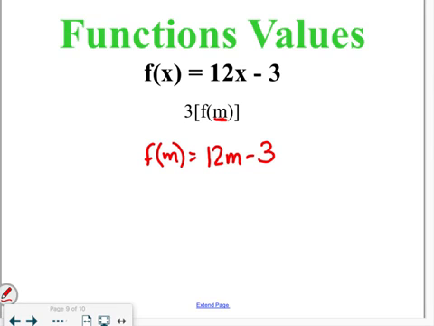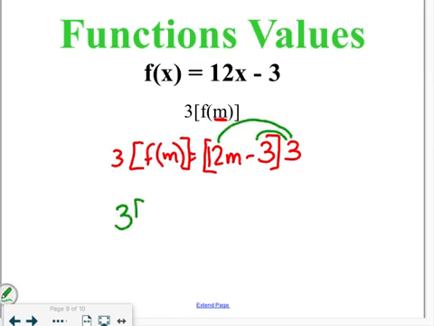The other thing that this question asks us to do is multiply everything by 3. So I would do the same thing on the other side and multiply by 3. This turns it into a distributive property, so I end up with 3 f of m is equal to 36m minus 9.